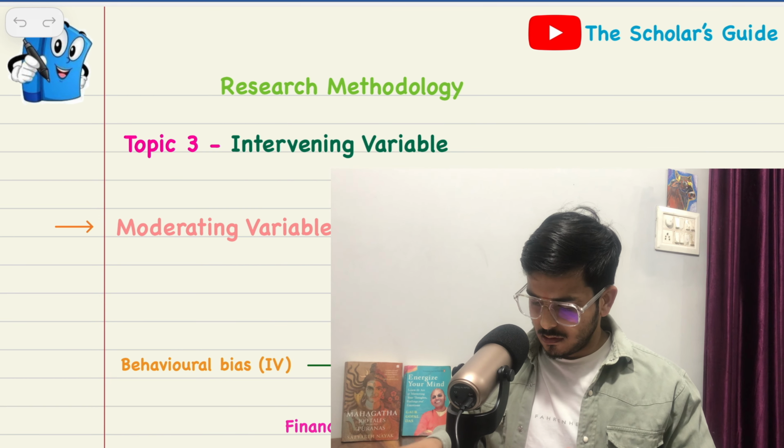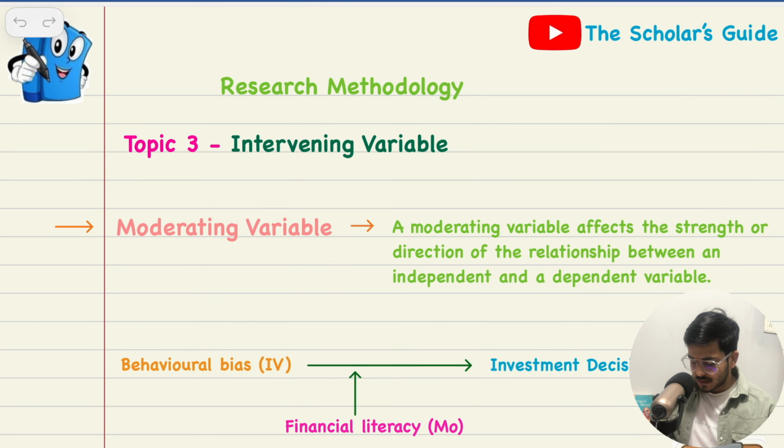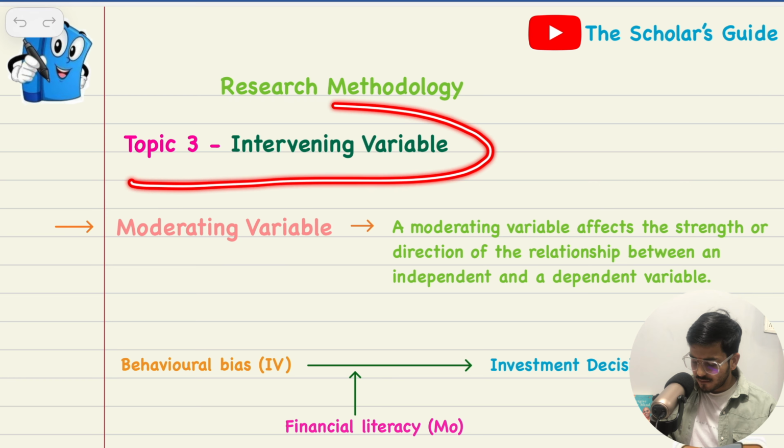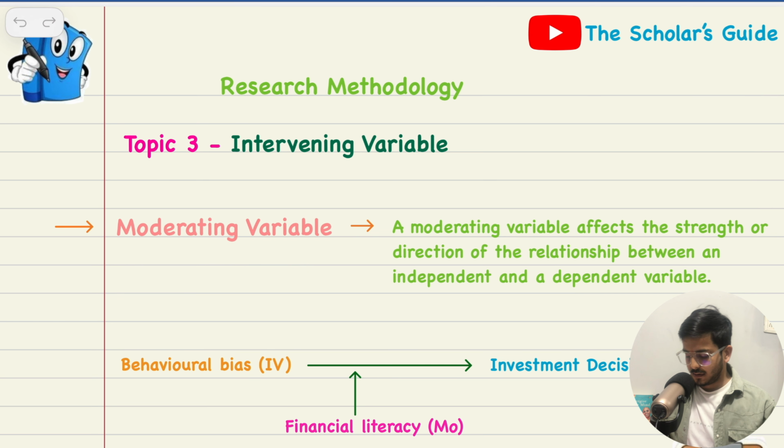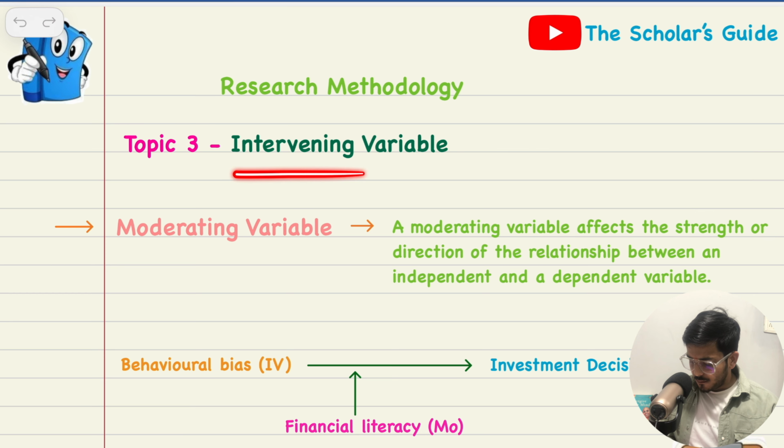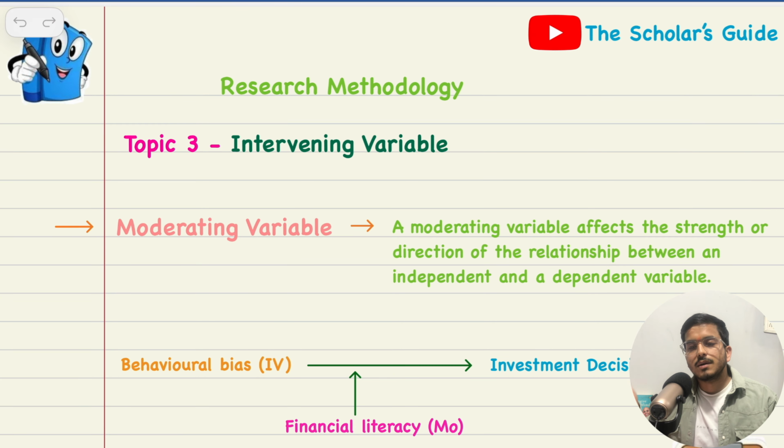So in this video, we'll be discussing intervening variables, how many types of intervening variables there are, and also types of moderating variables. Okay, so intervening variables are those that intervene in the relationship between the independent variable and the dependent variable.